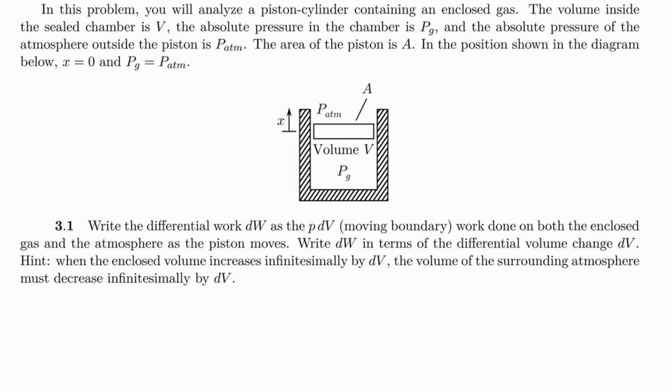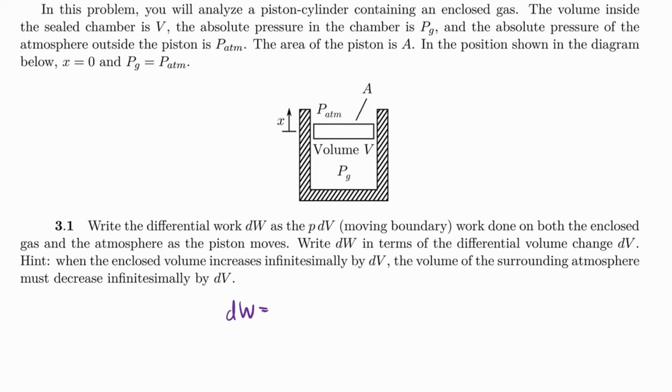As the piston moves up, the volume increases. As the piston moves down, the volume decreases. The absolute pressure inside the chamber is P sub G for P gas, and the absolute pressure outside is atmospheric pressure. The area of the piston is given as A, and we're told that in the position shown, x equals 0, and the pressure of the gas equals the atmospheric pressure.